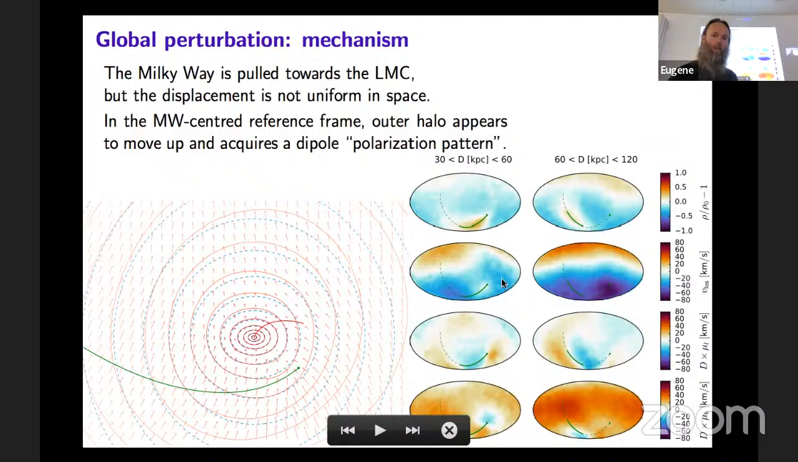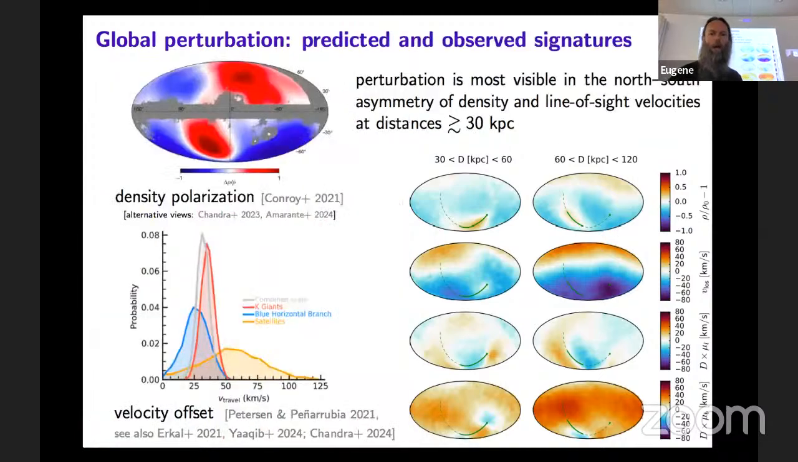And in the density, if you look at the sky maps of the density, this is the top row here, you expect to see perturbations, an enhancement of density along the past orbit of the LMC. This is the local wake. And then on the larger scales, again, the same dipolar pattern, where the northern part will have an enhancement of density, and the southern part will have a reduced density. So this, again, is the prediction from various simulations. And observationally, we have at least qualitative agreement with these predictions.